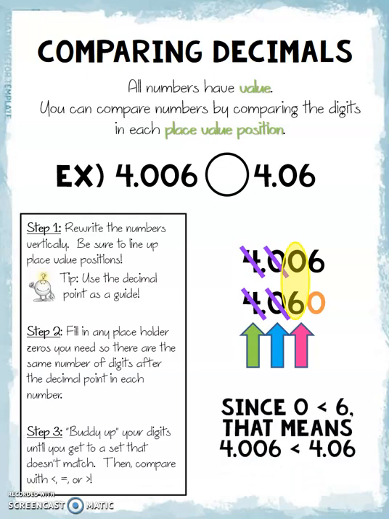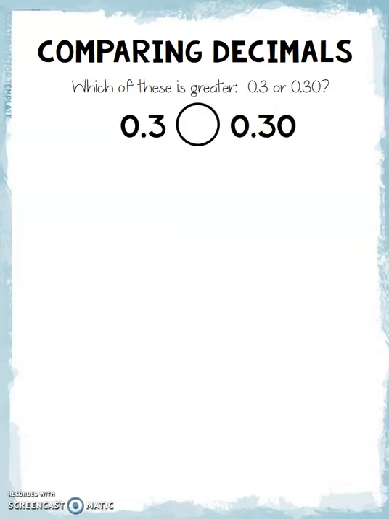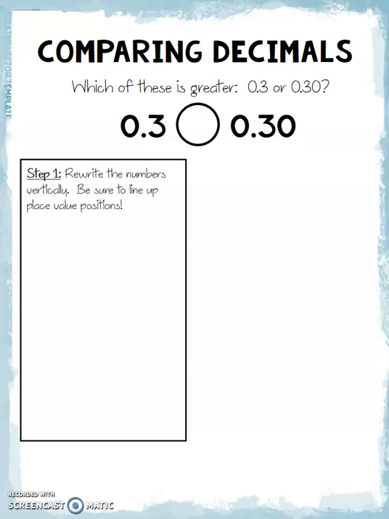Since 0 is less than 6, that means that the number 4 and 6 thousandths is less than 4 and 6 hundredths. So I'm going very carefully, place value position by place value position, until I find two digits that are different. Let's take a look at one more example. This time I'm going to ask the question, which of these is greater, 0 and 3 tenths or 0 and 30 hundredths? Again, I'm going to start by writing my numbers vertically, and to line up the place value positions, I'll use that decimal point as a guide.